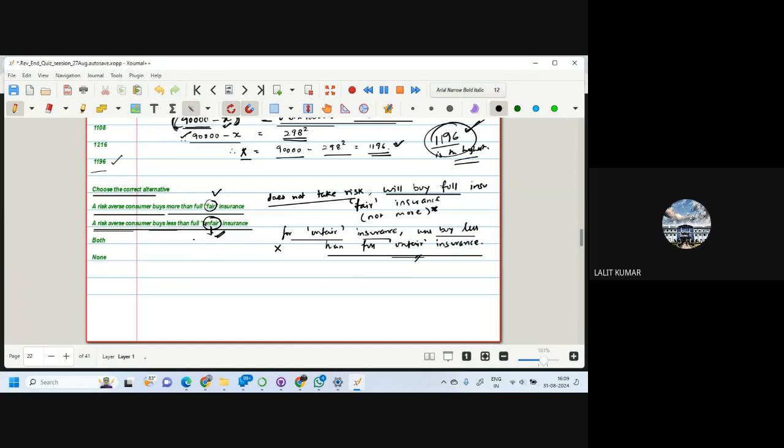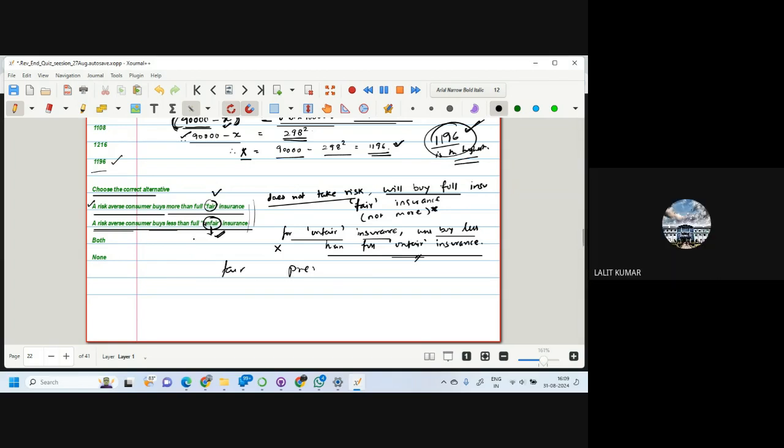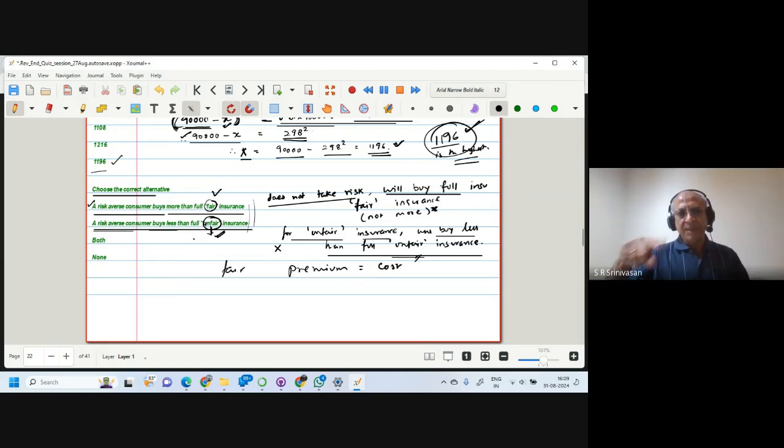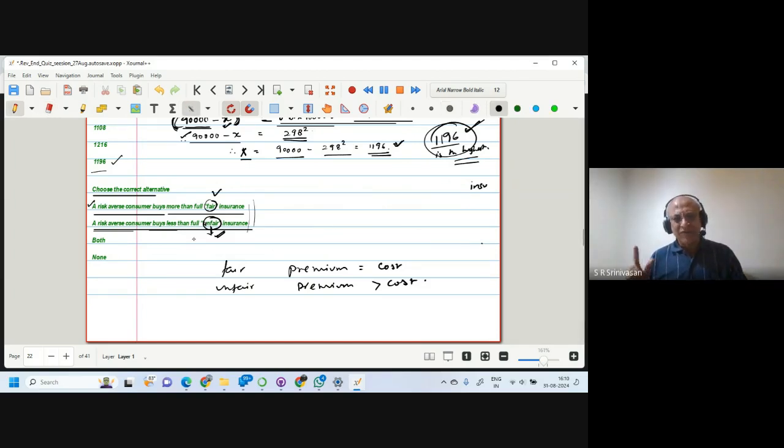So choose the correct alternative here. Okay, we could not understand, sir, the meaning of this fair and unfair insurance, but we went with the logic. Fair is basically the premium is equal to the cost. So here the premium is 1196, it will be fair insurance. Unfair is when the premium is more than the cost. It will always be that way because the insurance company also has its own revenue to make, right? Then they say a risk-averse consumer. They don't say unfair, they say less than fair. Fair and less than fair is, I think, the typical phrase, but here they have used unfair.